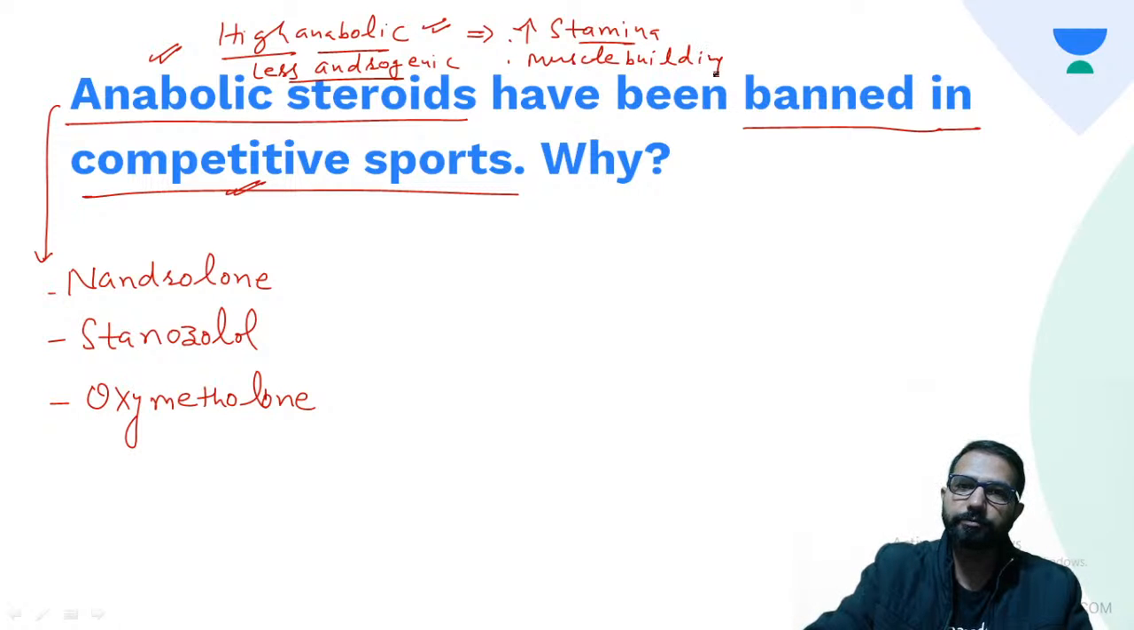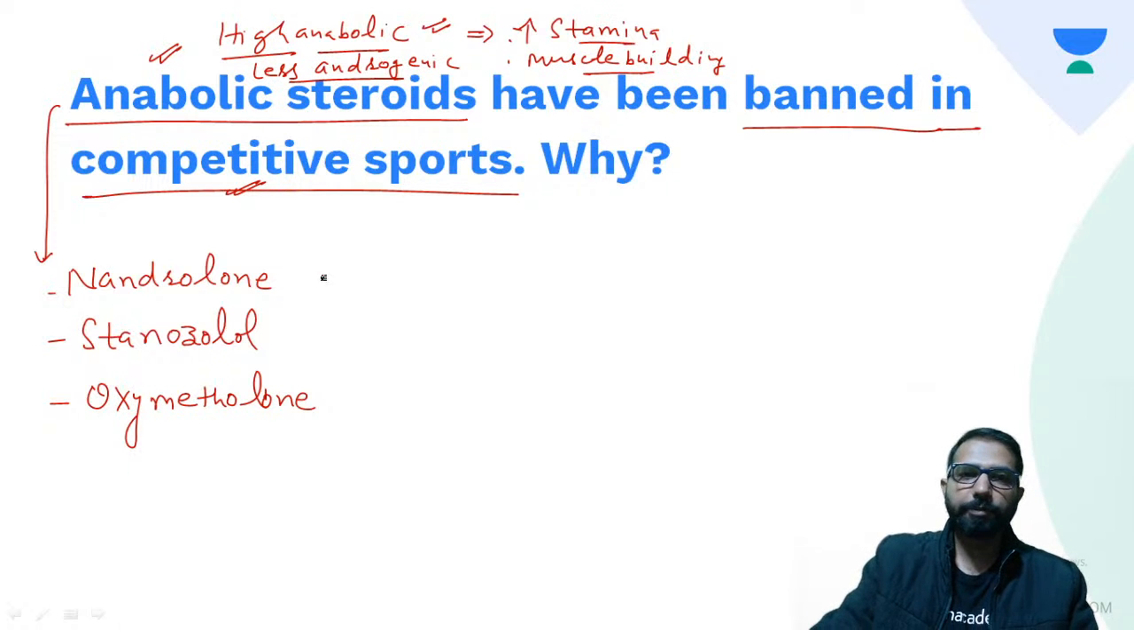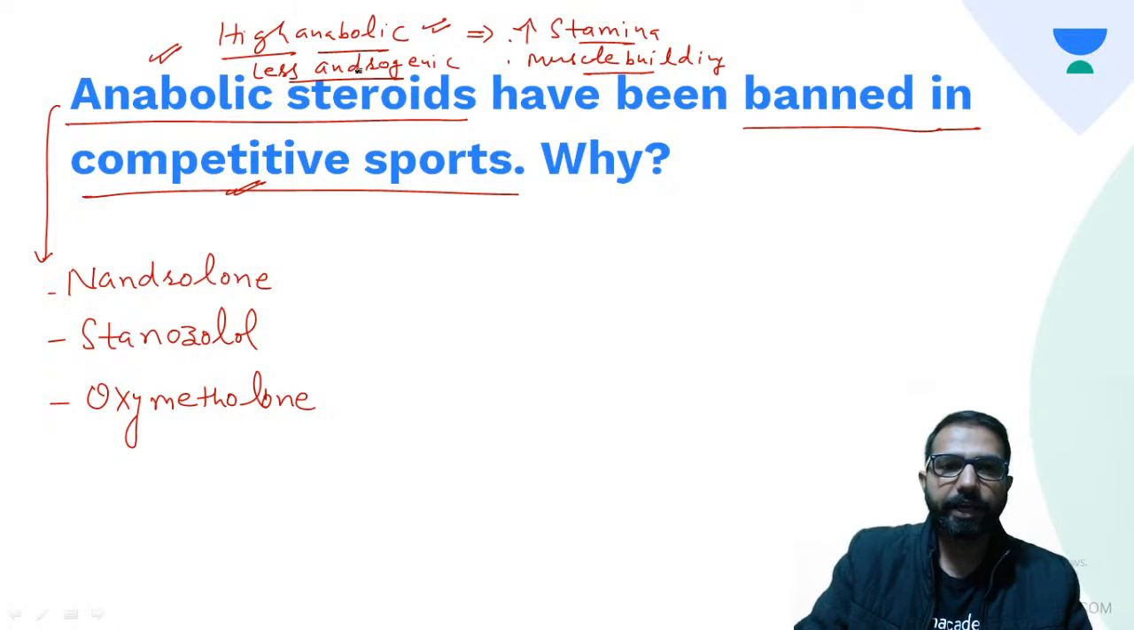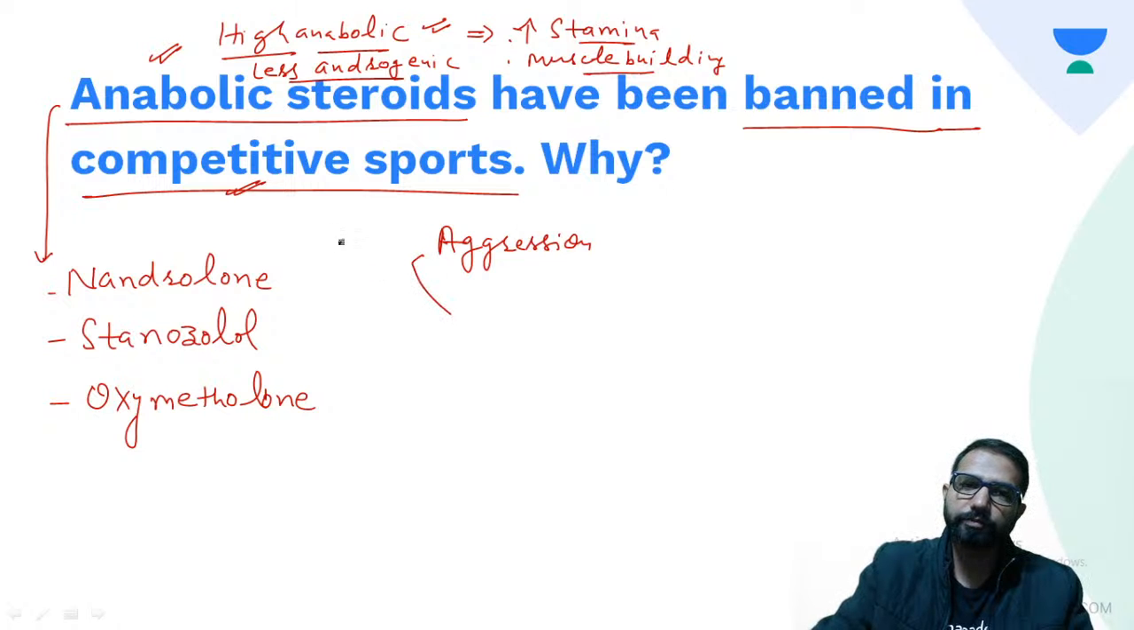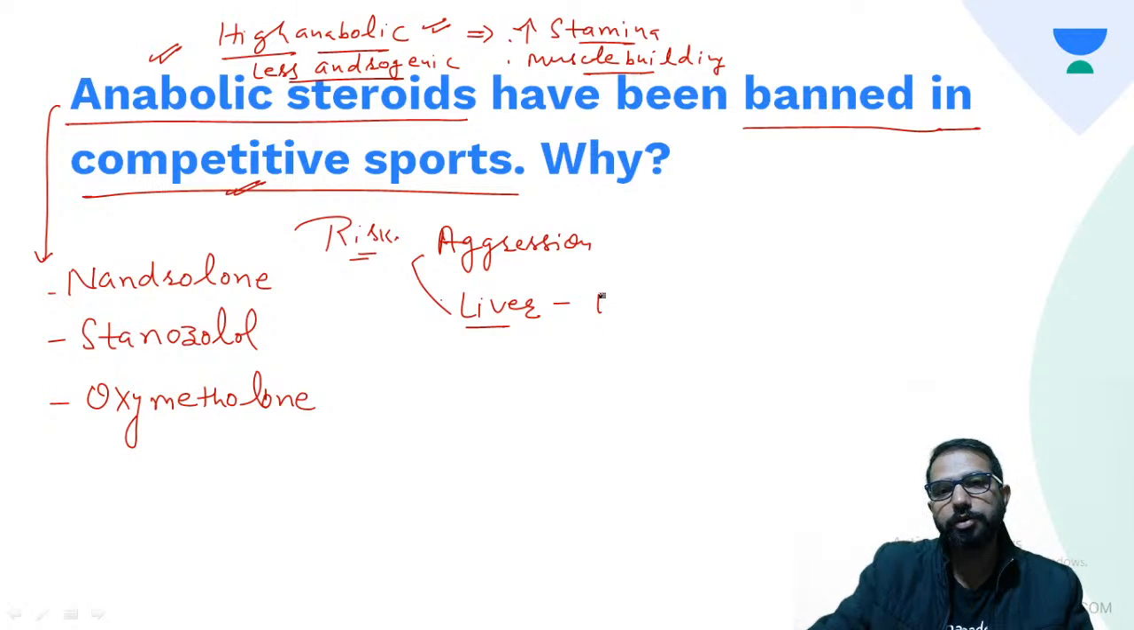Helps in muscle building, stamina. But this androgenic nature is causing aggression. Because of androgenic activity, aggression. And because these are steroids, because of androgen, there will be aggression. These steroids also carry the risk of liver toxicity, non-alcoholic fatty liver disease.